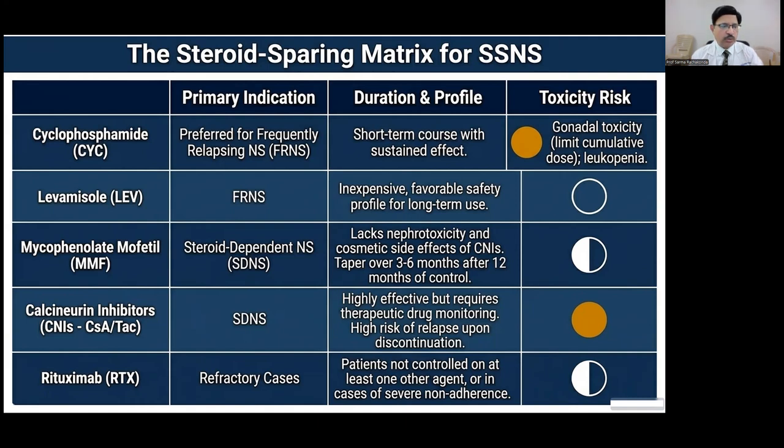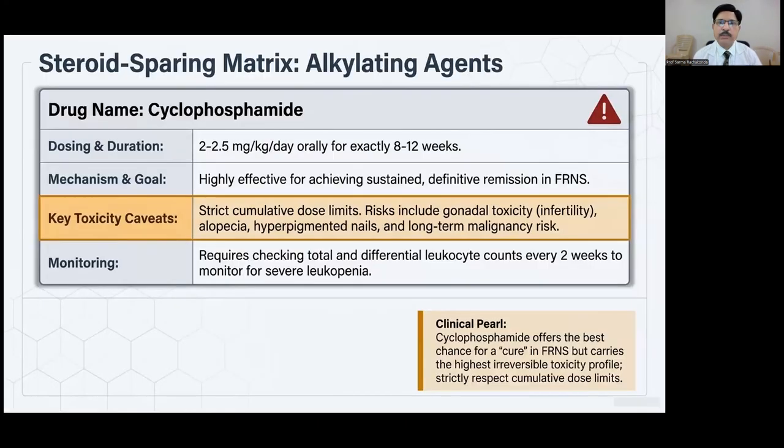Now let us see each one of them. Steroid sparing matrix, alkylating agents. Cyclophosphamide comes under the alkylating agents. How much do I give? 2 to 2.5 milligrams per kilogram for 8 to 12 weeks. Highly effective for achieving sustained definitive remission in frequently relapsing nephrotic syndrome. Key toxicity, cumulative dose limit, include gonadal toxicity, alopecia, hyperpigmented nails, long-term malignancy risk, and leukopenia.